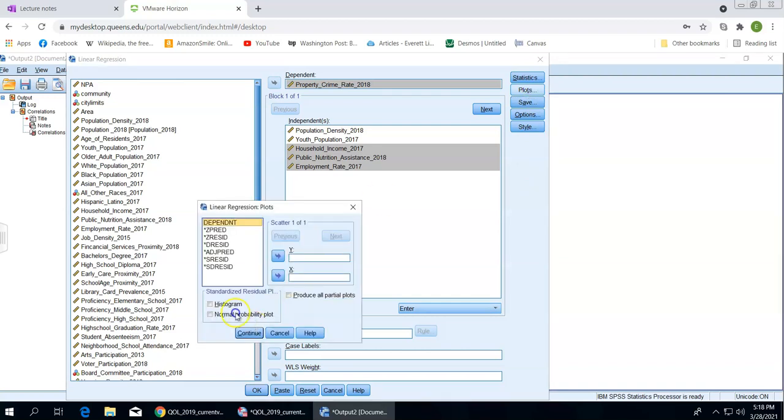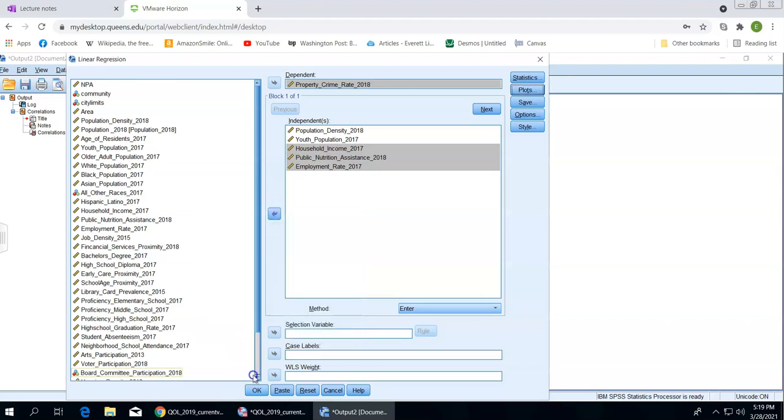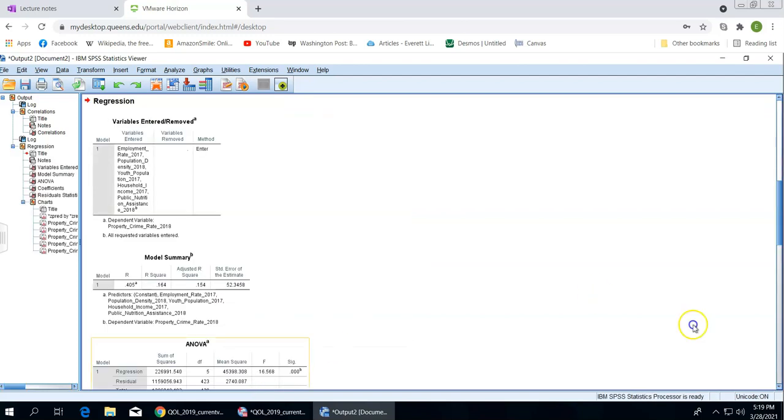And then under Plots, there are 2 things we want. One is Produce All Partial Plots. And then the other one is Residuals. So Z-Resid versus Z-Pred. Z-Resid is going in the X's and Z-Pred is going in the Y's. So we'll click Continue and we'll click OK.